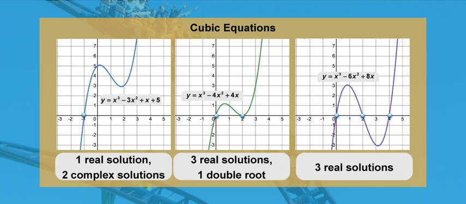This screen summarizes the 3 possibilities. In all 3 of these cases, a polynomial of degree 3 has 3 solutions. Are you seeing a pattern?